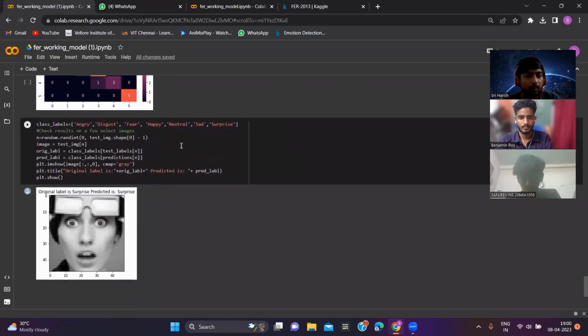and we are cross checking the model by predicting one of the images from the test set. For the cross checking, we are also printing the original label and the predicted label. Now the conclusion is done by Sanjeev.